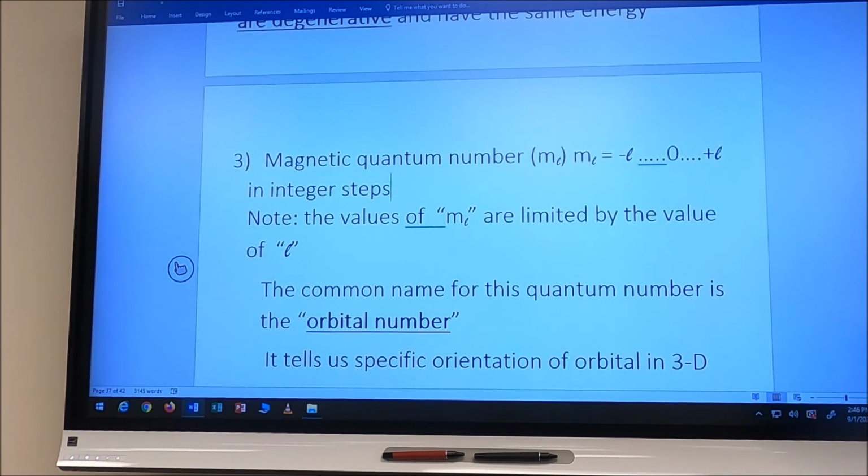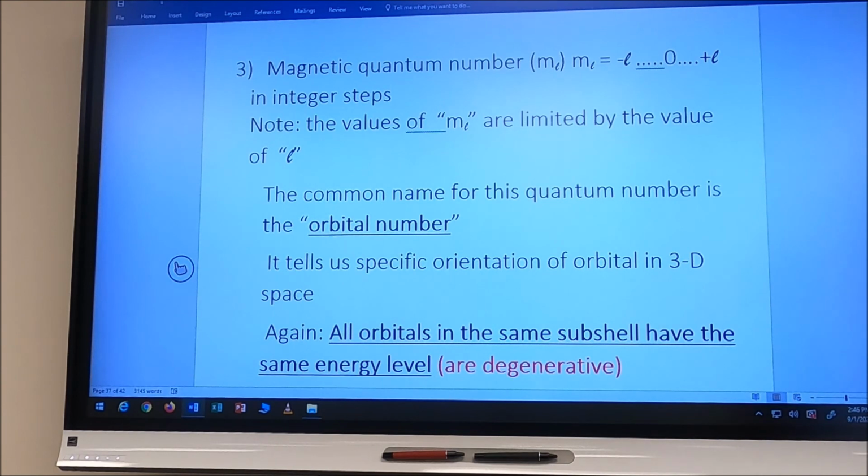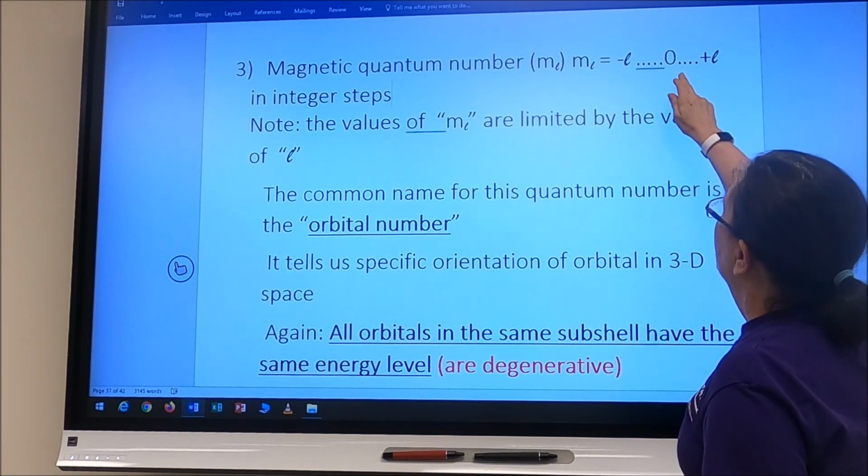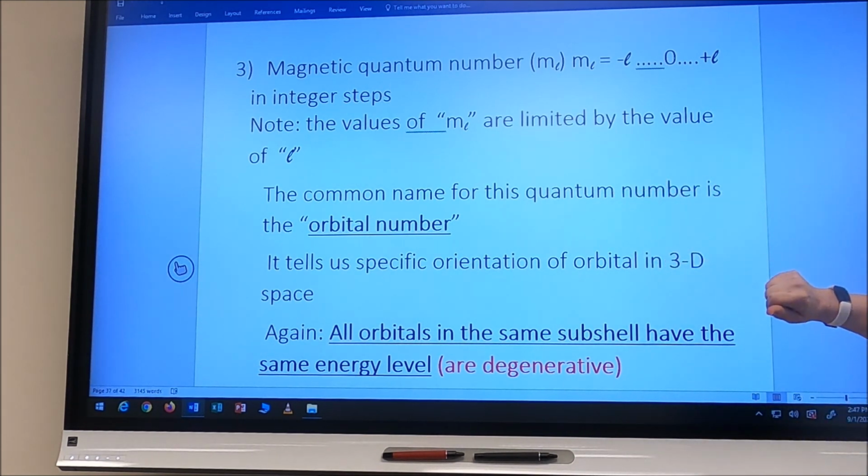Okay, so magnetic quantum number. Our third quantum number is the magnetic quantum number. It's given the symbol m sub L. M sub L can have values from minus L in integer steps through 0 up to plus L. M sub L, the magnetic quantum number, is also called the orbital number. It's the common name. And the values that m sub L has are limited by the value of L because it can run from minus L through 0 to plus L. Now, what the magnetic quantum number does is tell us a specific orientation in 3D space for a specific orbital.